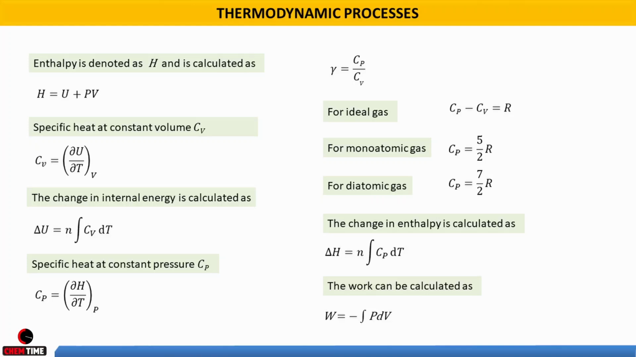For an ideal gas, Cp minus Cv is equal to R. R is the gas constant. For monoatomic gases like helium and argon, Cp is equal to 5 by 2 R. For diatomic gases like oxygen and nitrogen, Cp is equal to 7 by 2 R. The change in enthalpy is calculated as delta H is equal to n integral Cp dT. The work can be calculated as W is equal to minus integral P dV.